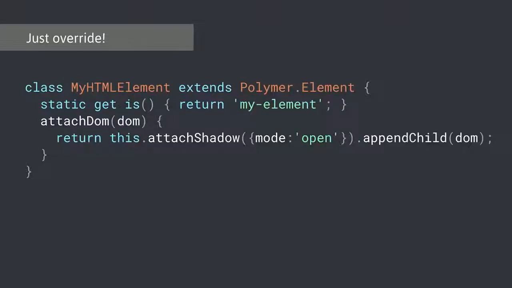So this is what the normal attachDom function from Polymer element is. It creates your shadow root and puts content in it. If that's not a thing you want, just override it and say, just put my DOM in it, and it's going to be fine. And this is great.